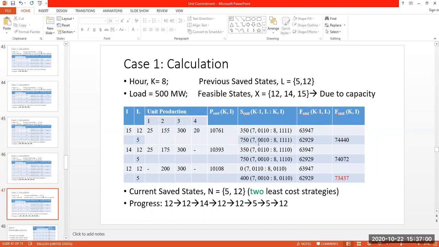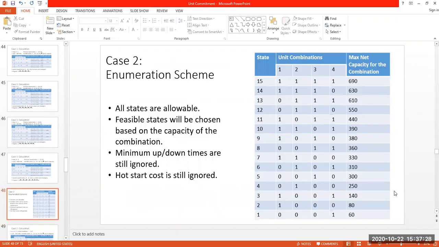Hour number 8, the demand again increases. So accordingly, we find that our strategy also shifts to state number 12. So this is my 8-hour plan, or unit commitment plan, of turning on the units or turning off the units, and the associated least cost is this, 73437. This was done for case number 1.